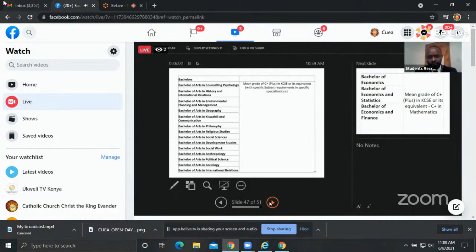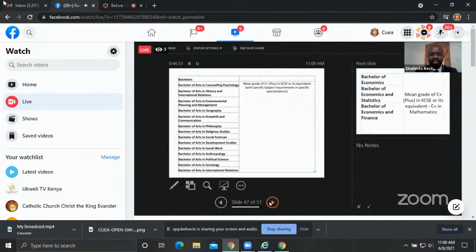We require a minimum grade of C plus, and there are some areas where you have specific subject requirements for specific specializations. For example, students who want to study Bachelor of Arts in History and International Relations will be required to have a C plus in History. For environmental planning and management and geography, you will be required to have at least a C plus in geography.